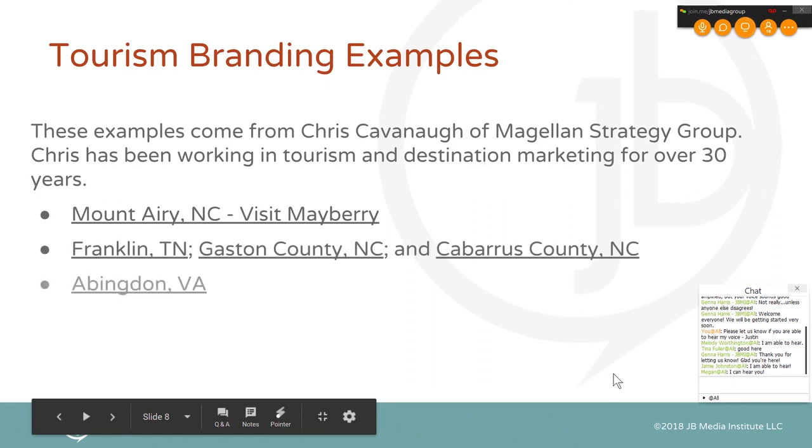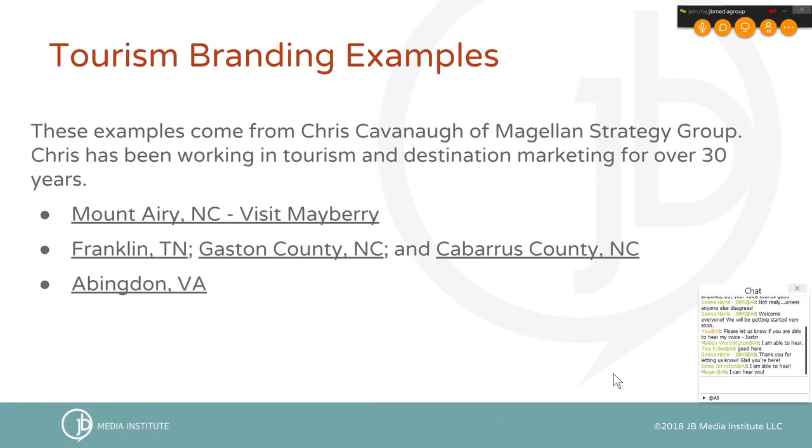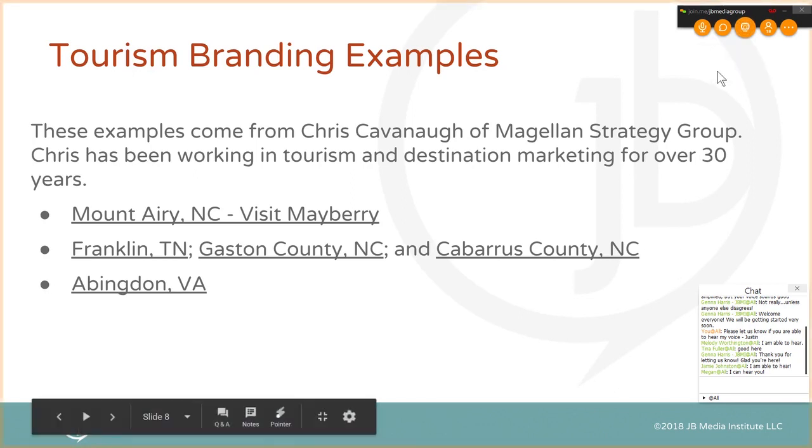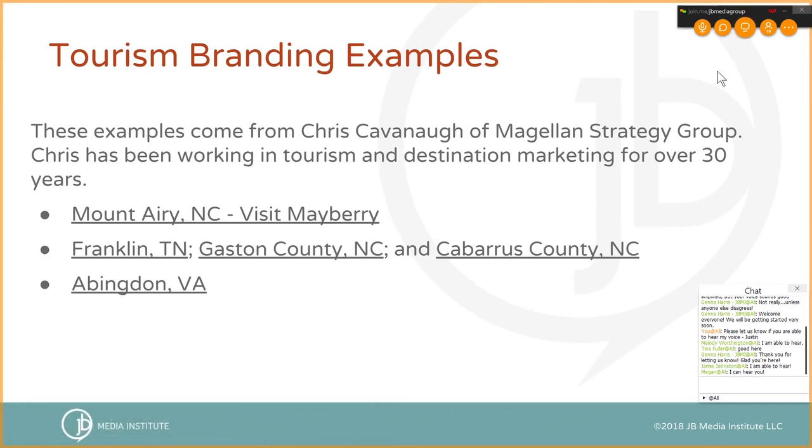So the next one is these 3 towns, Franklin, Tennessee, Gaston County, North Carolina, and Cabarrus County, North Carolina. All 3 of these are brands that have successfully differentiated themselves from nearby larger areas, larger competitors. So Franklin is a suburb of Nashville. Obviously, Nashville is huge. Gaston is near Charlotte, and Cabarrus is also on the other side of Charlotte. So these counties have to really stand out in order to get tourism, because they're right beside massive cities with huge budgets, with professional sports teams, with the country music capital, things that make them obviously popular destinations, places to move.